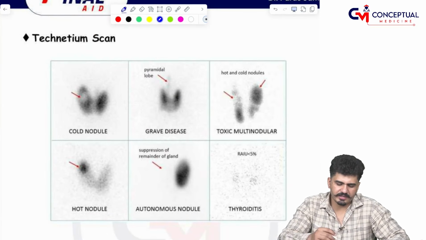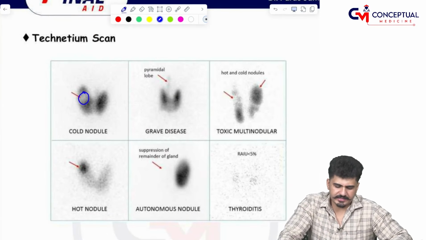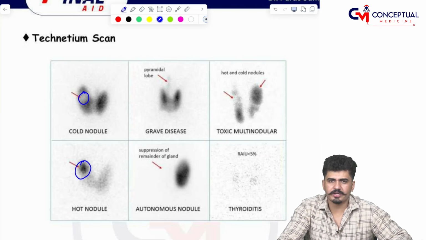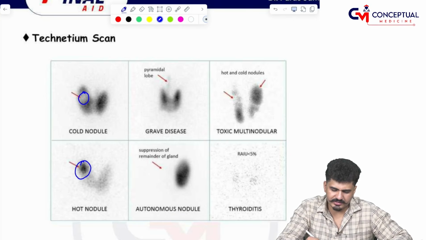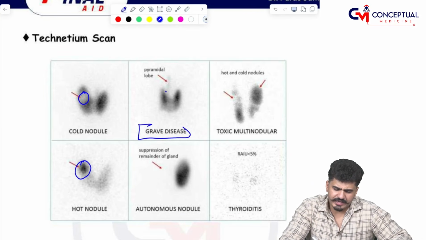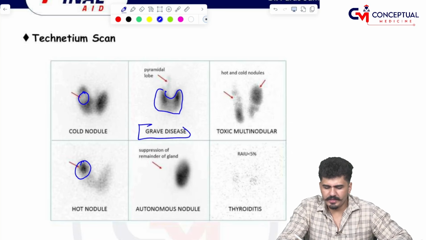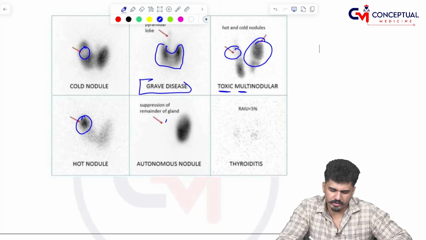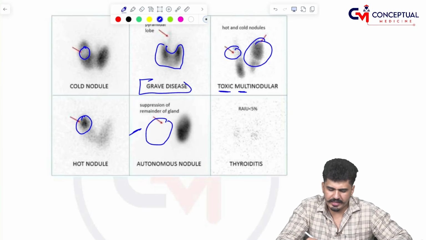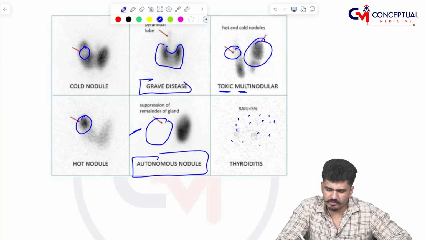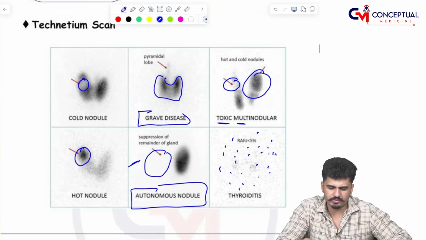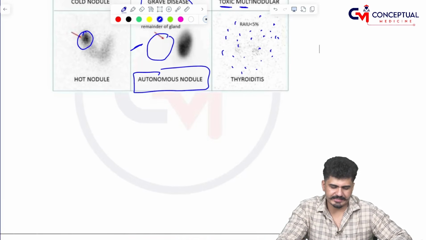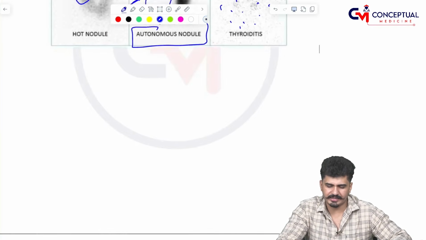Then the technetium scan is there. The cold nodule you can see right here, where uptake is not there. When uptake is fully there, this is called a hot nodule. On the basis of this, this is Graves' disease, where a Batman type of appearance is going to be seen. In multinodular goiter, hot and cold both nodules you can see. Here you will see a cold nodule completely, where there is an absence of uptake in one nodule, and this is an autonomous nodule. And here is going to be thyroiditis, where there is going to be a small uptake of the radioisotope. So this is the technetium 99 scan we were doing to diagnose thyroid gland disorders.